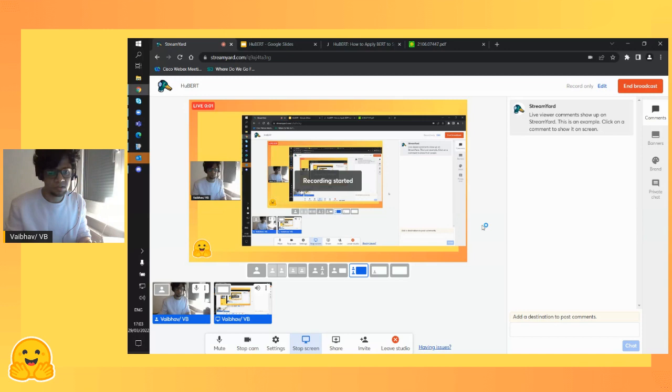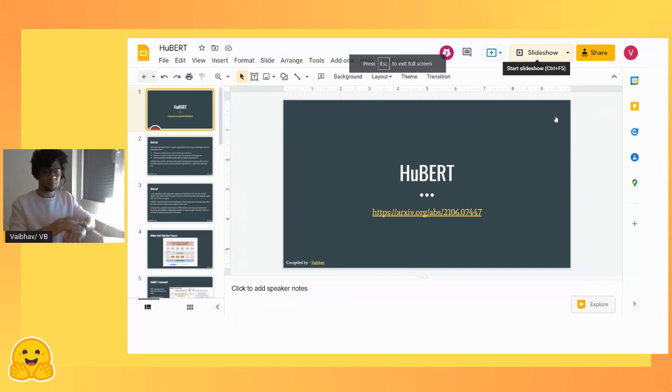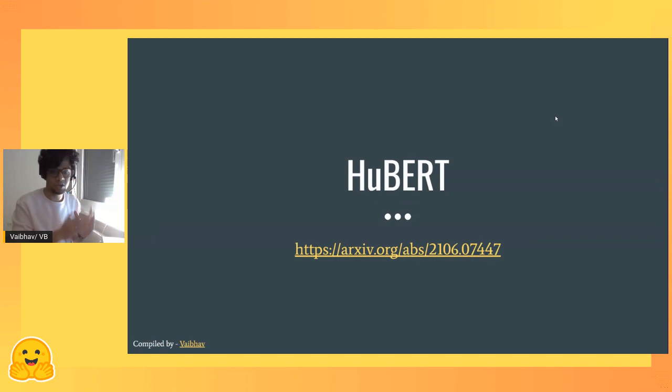So maybe we have about two more minutes before getting started, but so we all are on the same page, what we're going to be talking about for the next 45 minutes to an hour is HuBERT. About a month back, we did a paper reading on wav2vec 2.0, and HuBERT builds on top of wav2vec 2.0 and adds better spoken language understanding, so to speak.